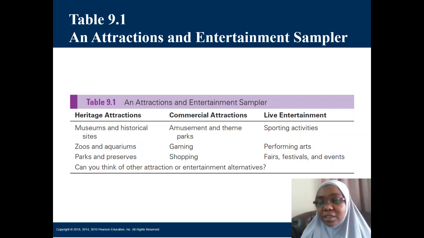Then we have the live entertainment, which comprises sporting activities. We're still going to talk about that in detail, whether it is for participation or maybe just for watching, and so on and so forth. Then we have performing arts too, as well as fairs, festivals, and events.